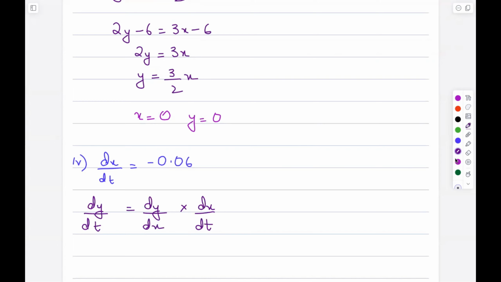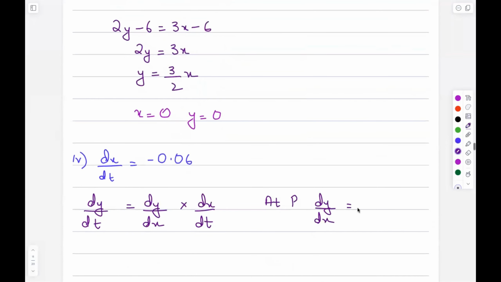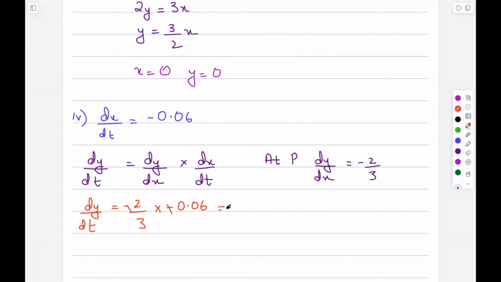Now we already have the dy by dx at point P. So at P, the dy by dx, as we found in the previous part, was equal to minus 2 upon 3. Finding dy by dt, it will be equal to minus 2 upon 3 multiplied by minus 0.06. The negative signs will cancel out. Simplifying this, the final answer will be 0.04 for the rate of change of y.